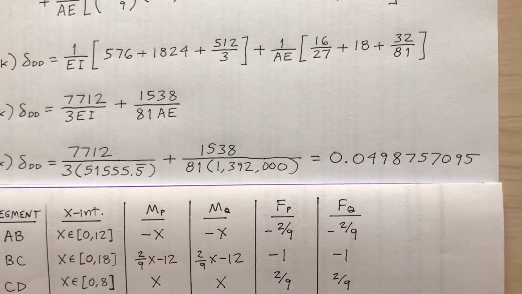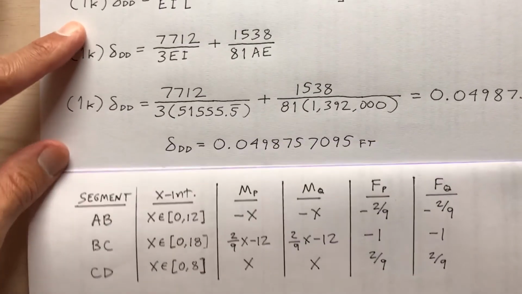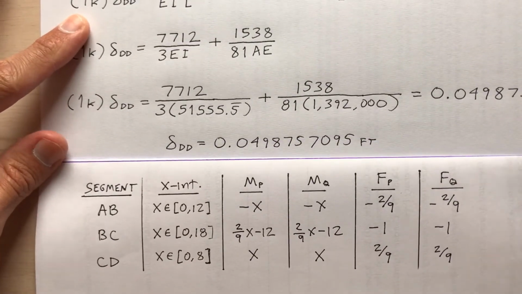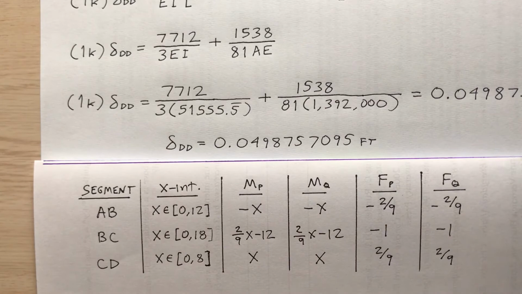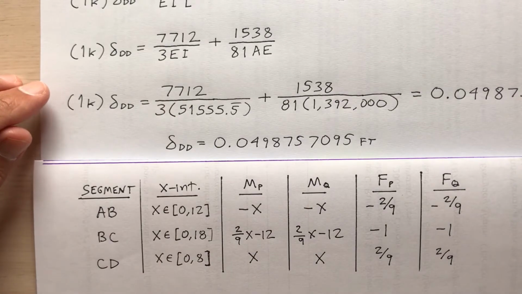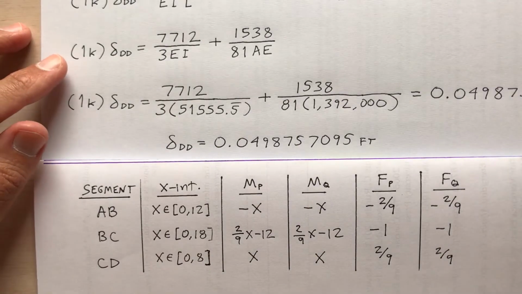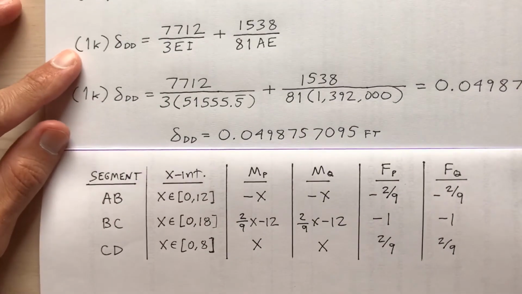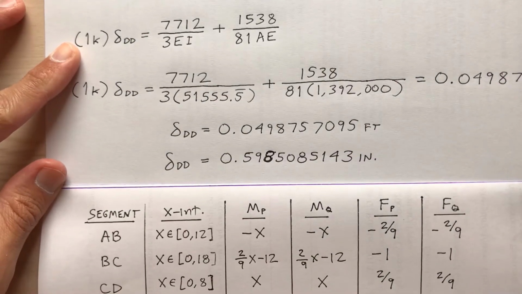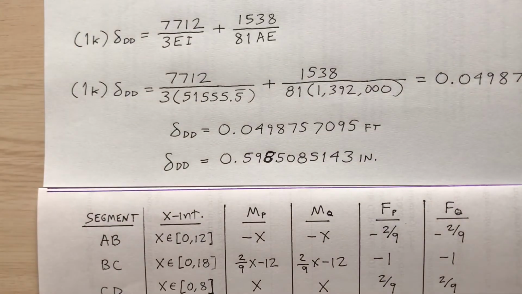See it over here? Okay, so simplify all this. So delta sub dd, 0.0498757095 feet. I'm preserving all those digits because I'm going to need this number for a subsequent calculation, so I want to preserve the accuracy. Converting it into inches, I get this. Delta sub dd, 0.0599 inches approximately. Now, what does that represent?